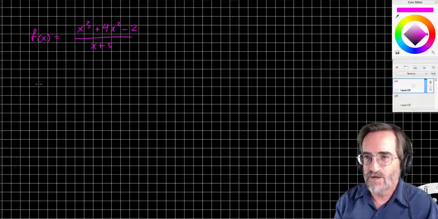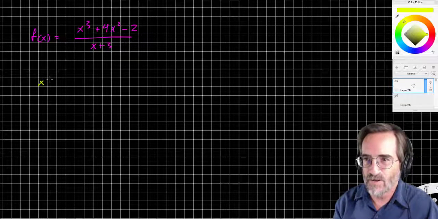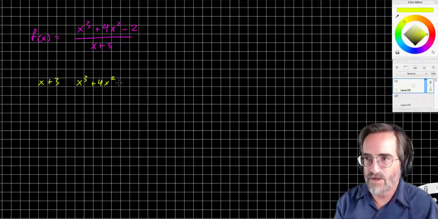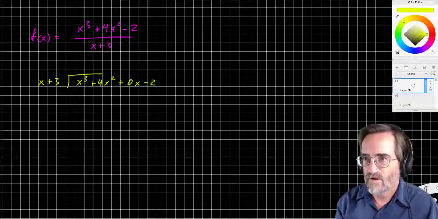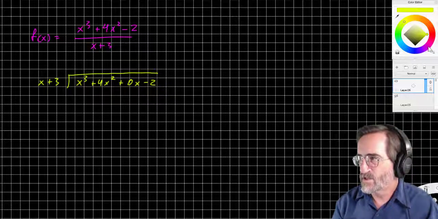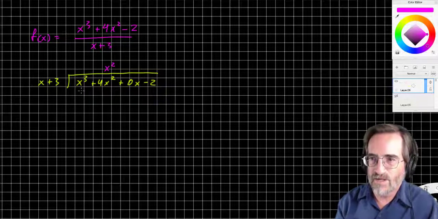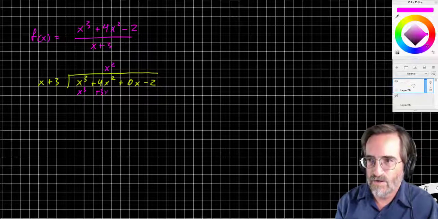So let's do the long division, which isn't necessarily terribly long. x plus 3 into x cubed plus 4x squared. There are no first order terms, so we're going to write 0x minus 2. x times x squared is x cubed. x squared times 3 is 3x squared.